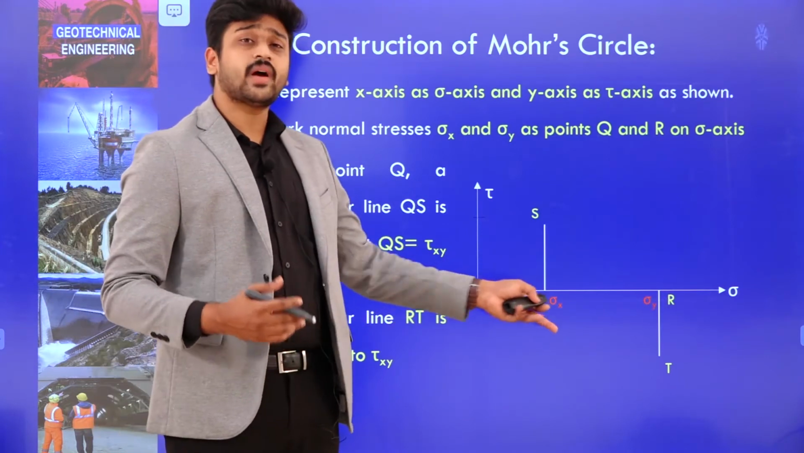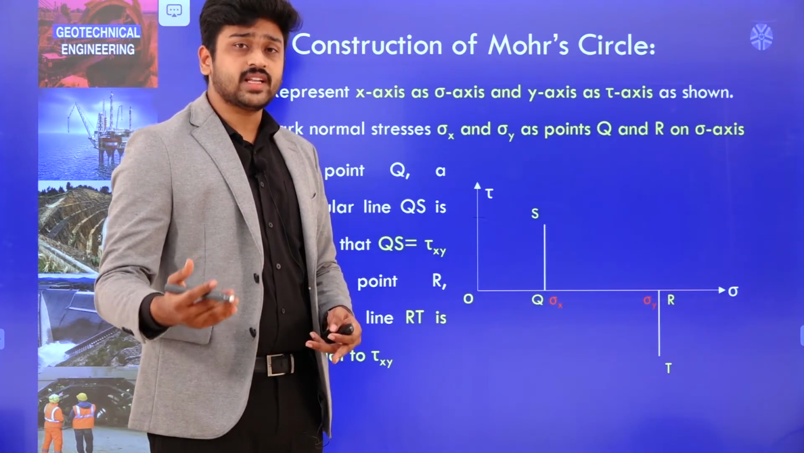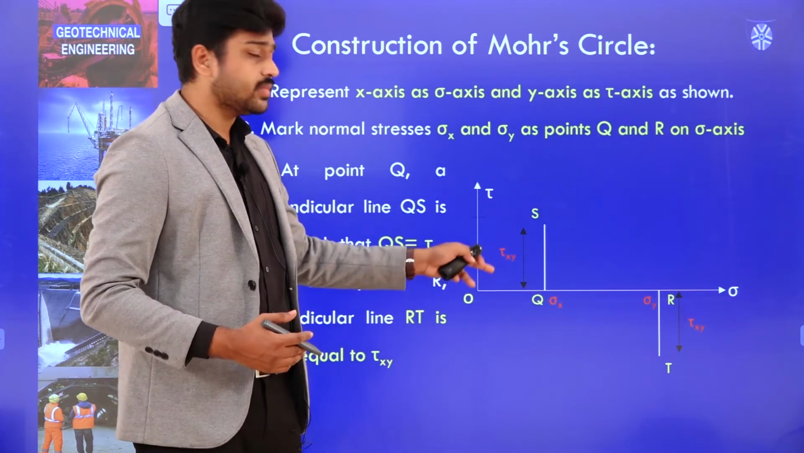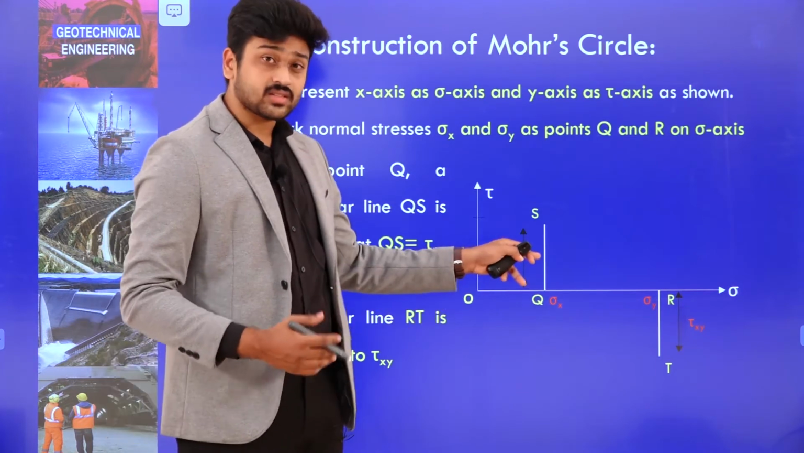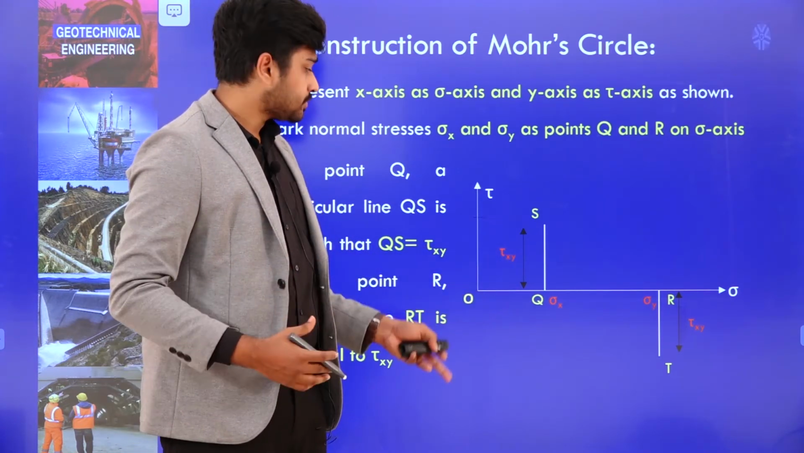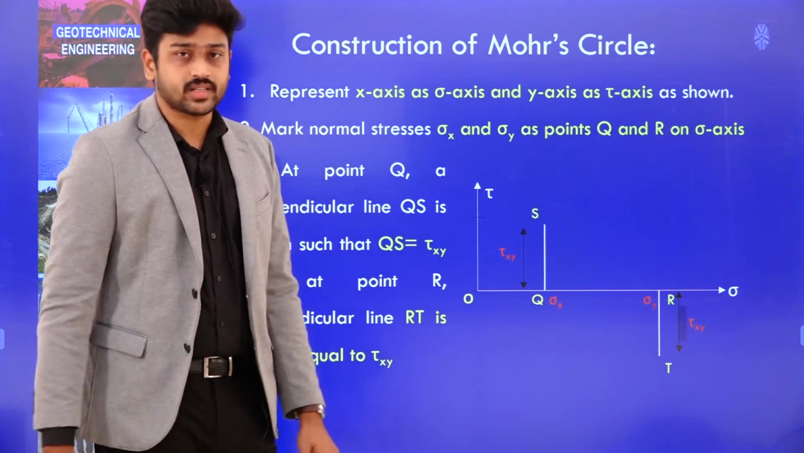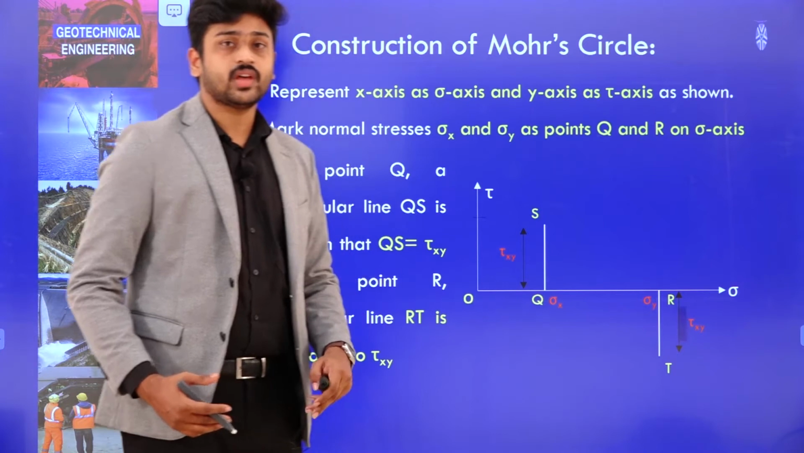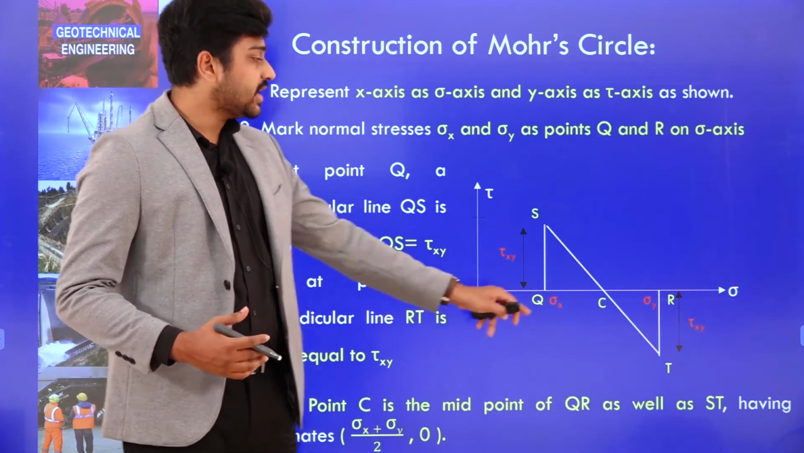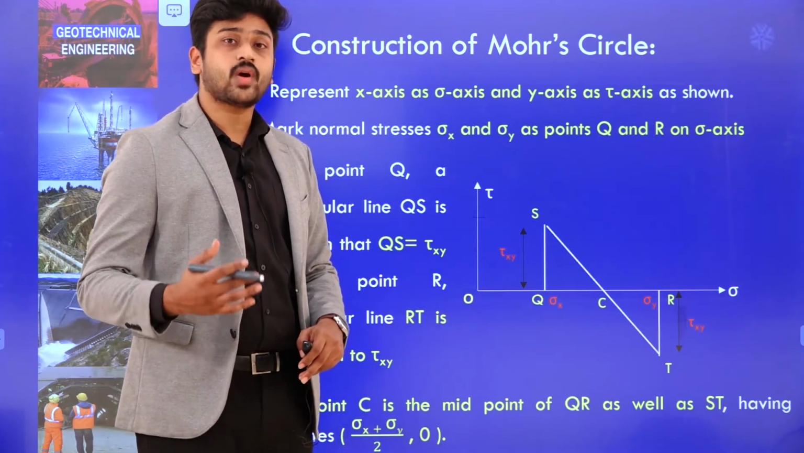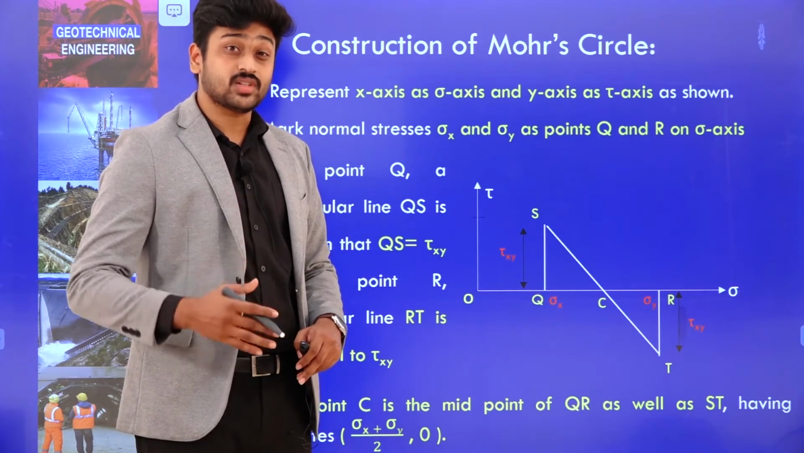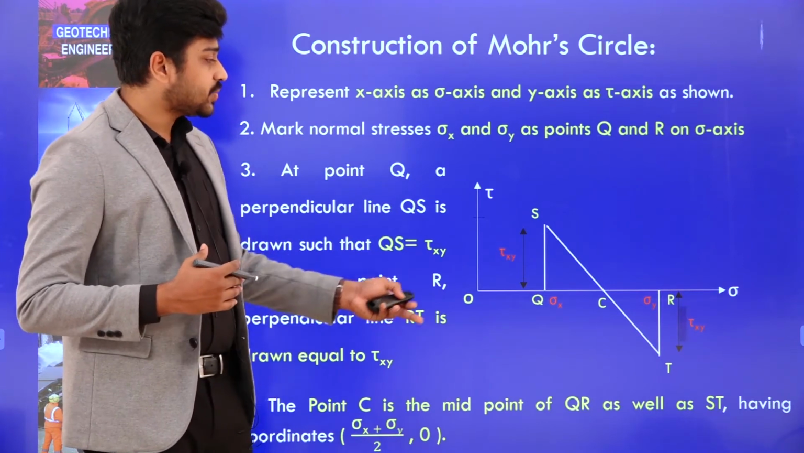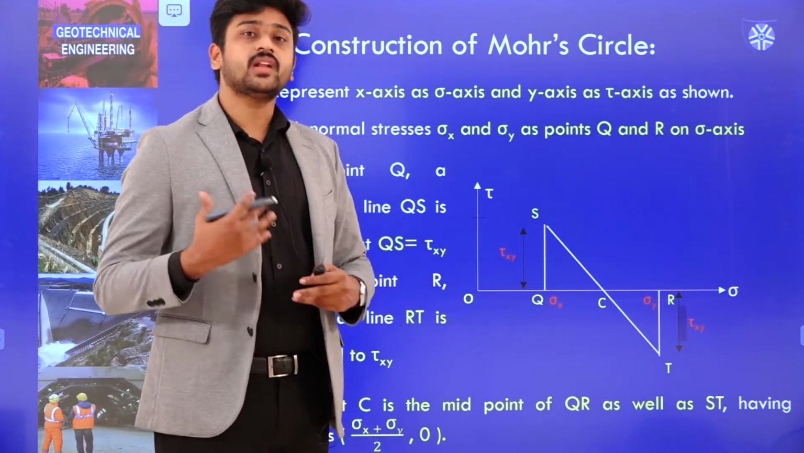Imagine sigma x is 40, sigma y is 80, and tau xy is some 20 kilonewton per meter square. If you mark this, all the units must be in the same scale. Then you will obtain this particular figure. What will you do then? You need to join S and T. If you join S and T, it will intersect the horizontal axis at a particular point known as C. This point C is the center of our Mohr circle. Using this point, we have to obtain our Mohr circle.